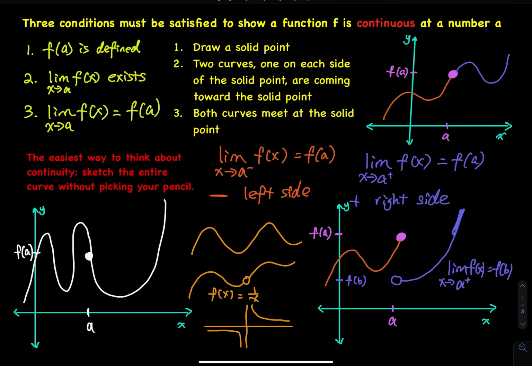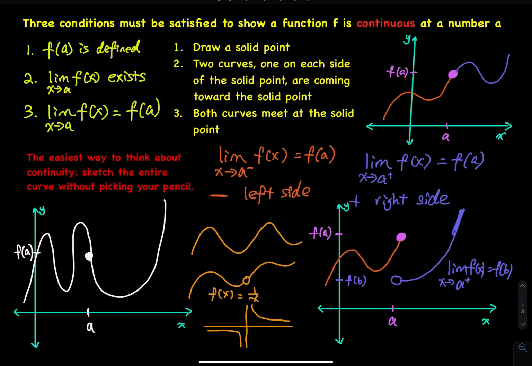So when you sketch this curve, you start from the left. From the left-hand side, you start right here, and then you have to pick up your pencil, draw an open circle, and then you sketch the rest. Since you already pick up your pencil to finish the graph, the graph is not continuous at the point where you pick up your pencil.